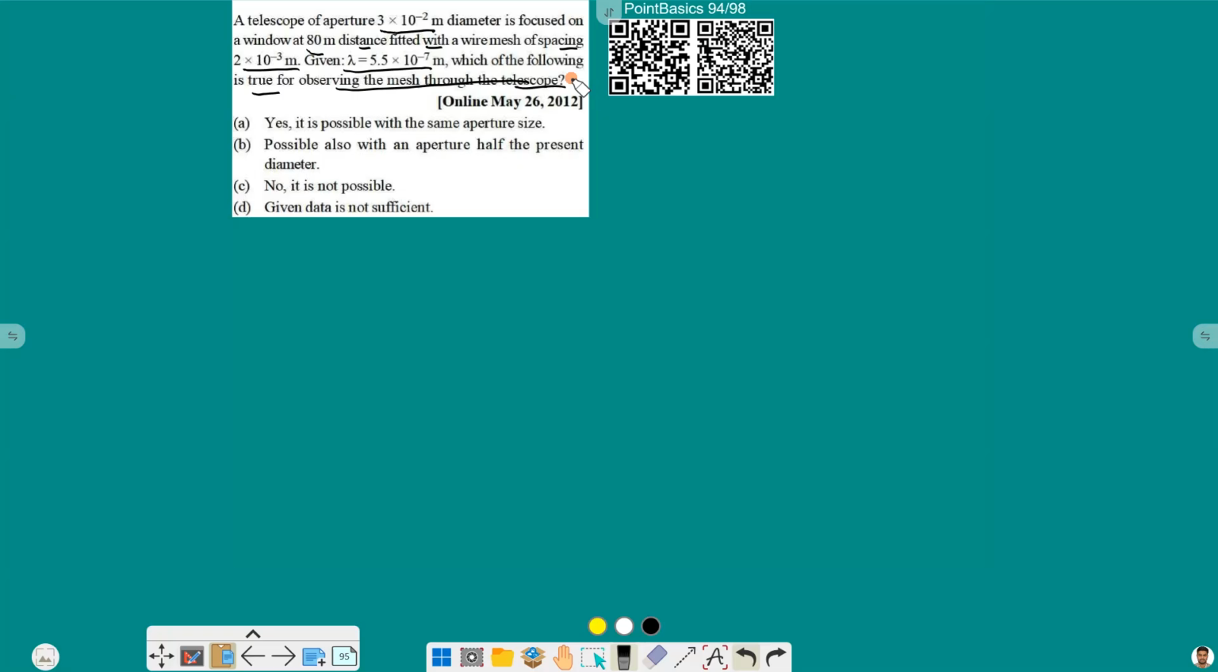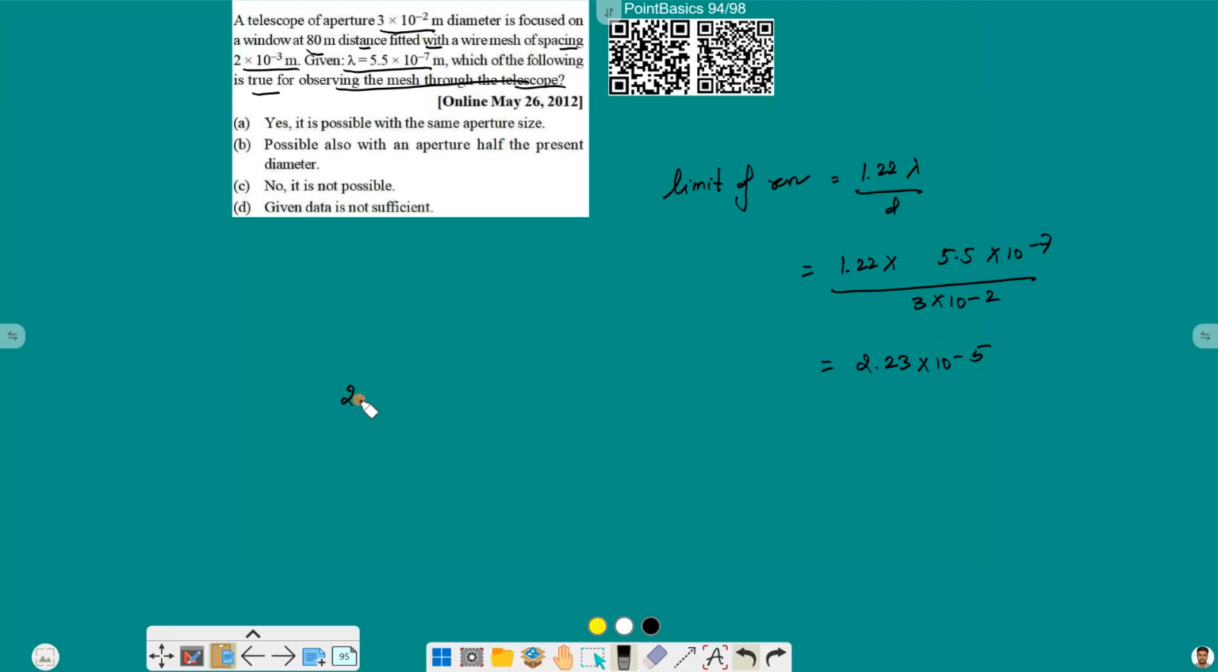Now the limit of resolution is equal to 1.22 lambda by D. So that will be equal to 1.22 into lambda, that is 5.5 into 10 raised to the power minus 7, divided by D, that is the aperture diameter, 3 into 10 raised to the power minus 2. So this will be equal to 2.23 into 10 raised to the power minus 5.